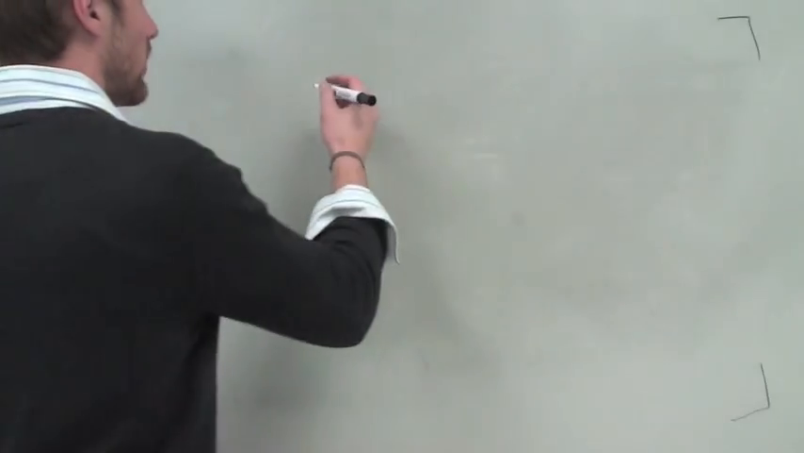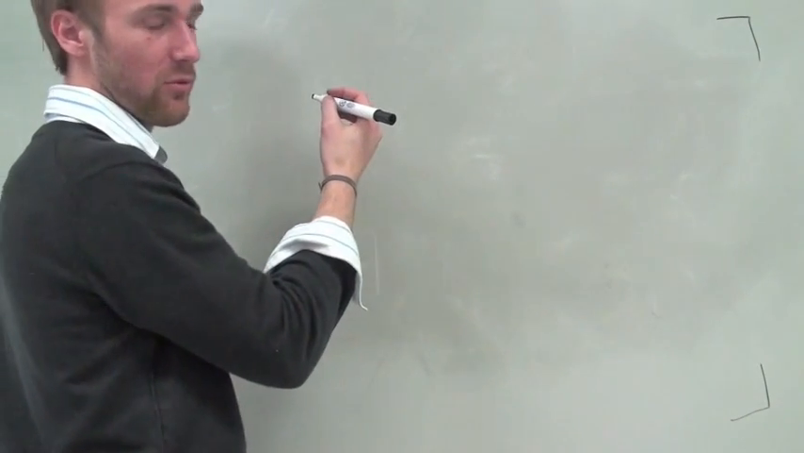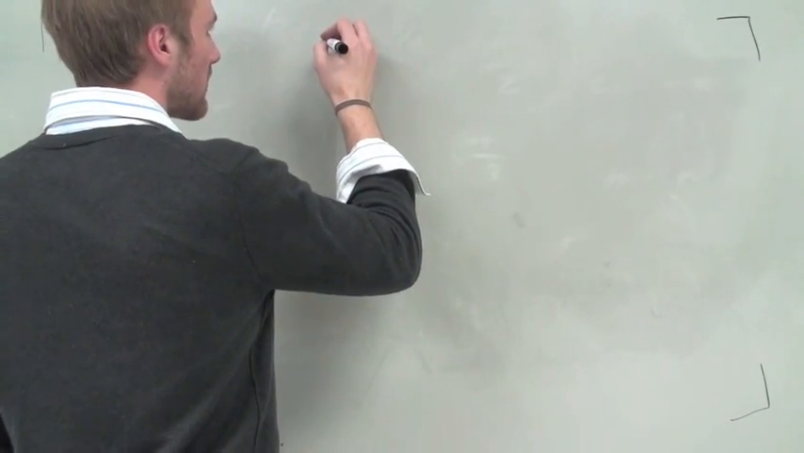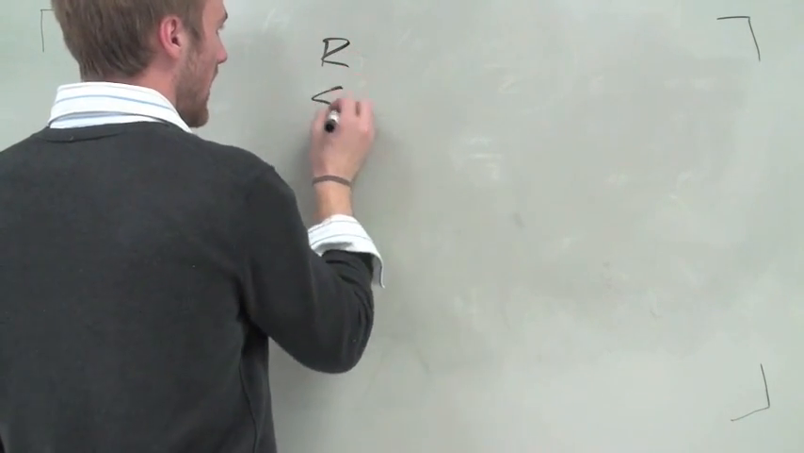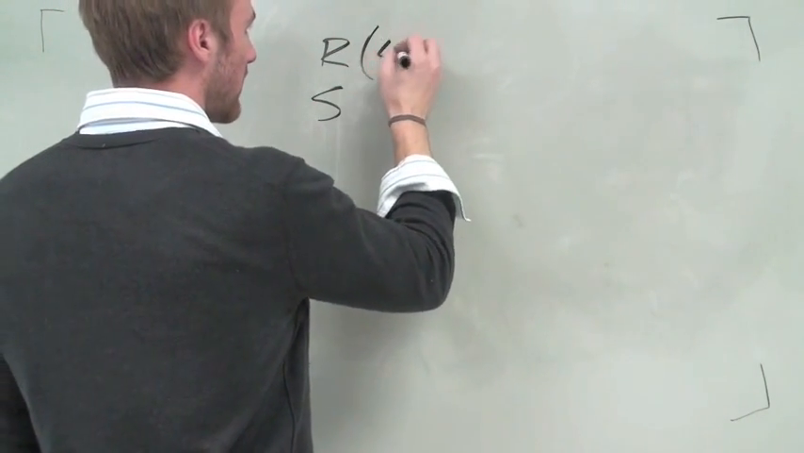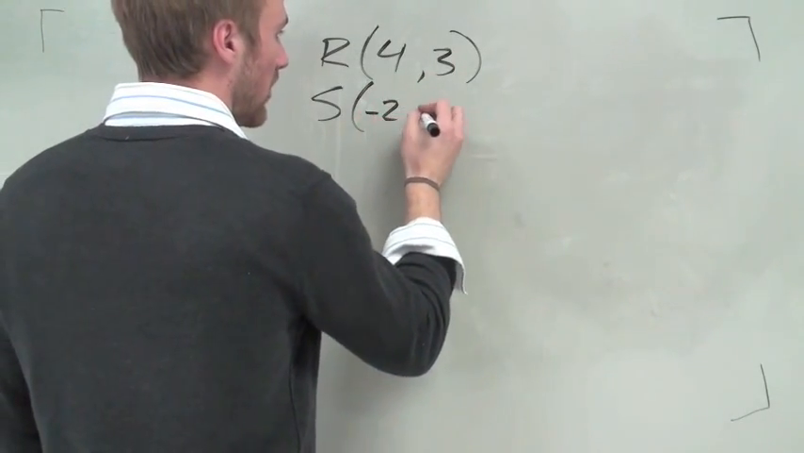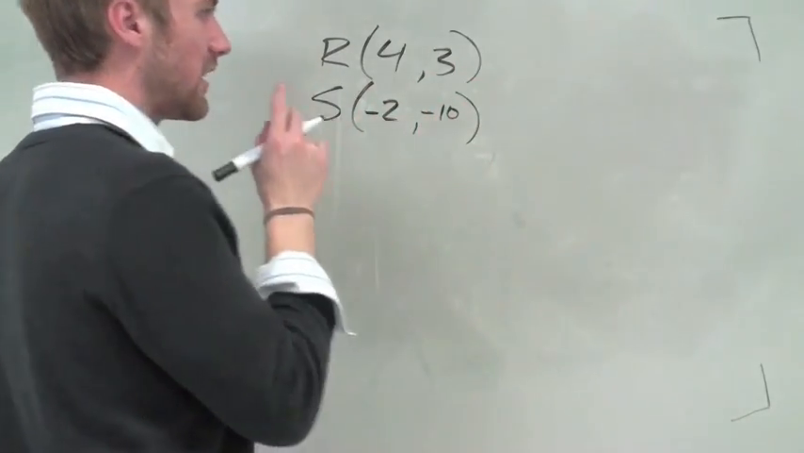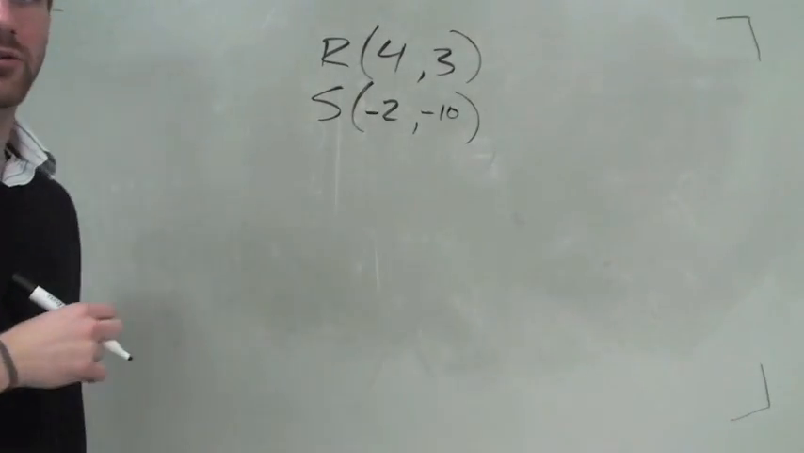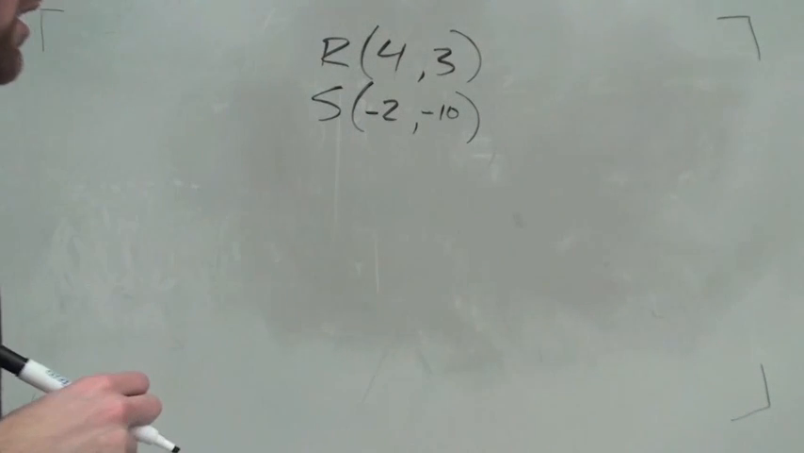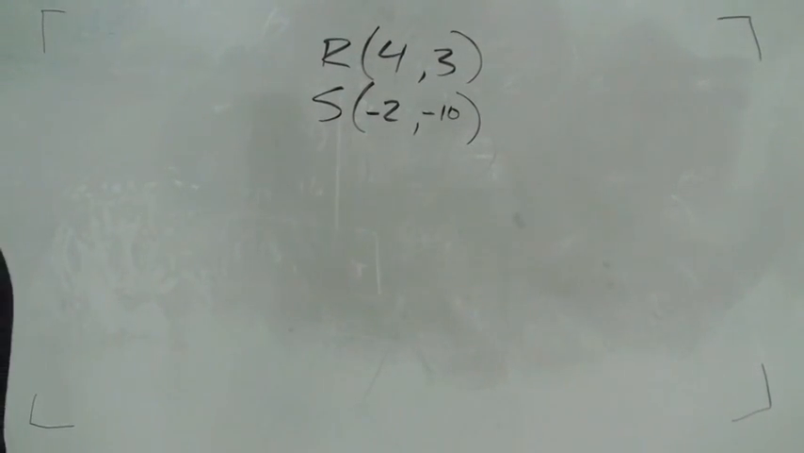All right, now, time for you to try it on your own. So, if you would, please, hopefully you have the midpoint formula written down. If not, rewind it. Find the midpoint of R and S, where R is at 4, 3, and S is at -2, -10. Find the exact point that would be in the middle of those two. Pop up on your screen, pause it, and good luck.